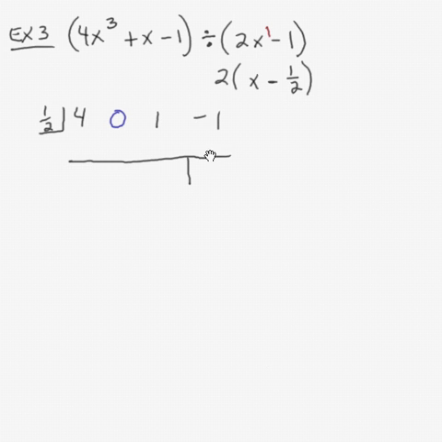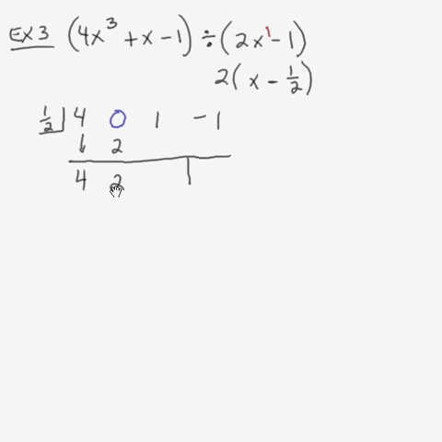Leave room for a row of numbers, draw the line. Between the last two coefficients, draw a perpendicular line. Everything to the left is quotient, everything to the right is remainder. And we start by bringing down the leading coefficient, which is 4. 4 times a half, well, we can handle that. That's 2.